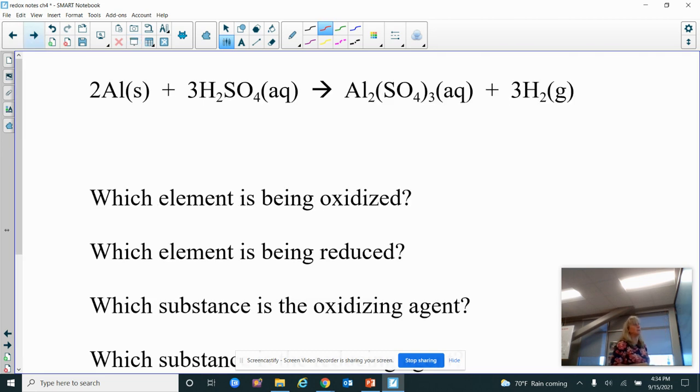So let's see in this one. Again, you go through and figure out what the charge of everything is on the reactant side and what it is on the product side. The ones that have changed, I keep saying charge, but it's oxidation number, are either being oxidized or reduced. If they're getting more positive, they've lost electrons. If they're getting more negative, they've gained electrons. And then losing electrons is oxidized, gaining electrons is reduced. All right, so here we go.